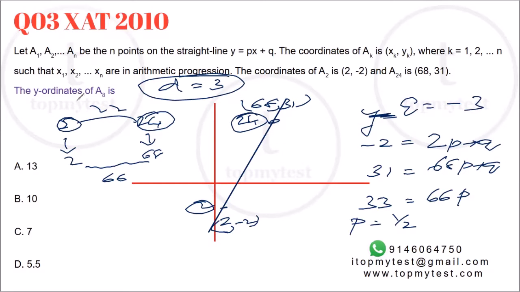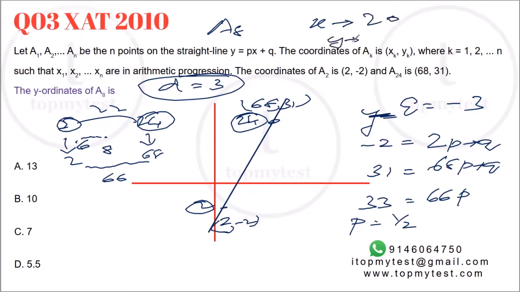Now this should not be very difficult. The first one is, what is the y coordinate of A8? Now the x coordinate would be, from 2 to the 8th term, you're going 6 terms, right? You'll have to add 3 into 6, 18 more. So 6 common differences, so 18 extra. 18 plus 2 will be 20. The value of x is 20.